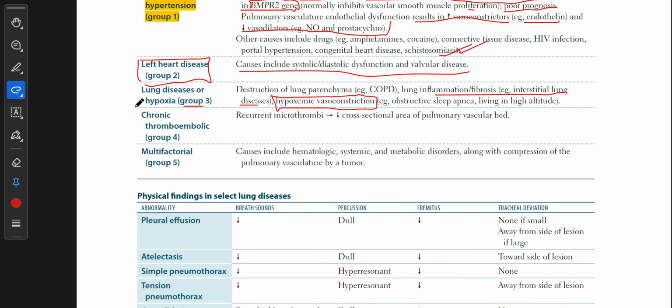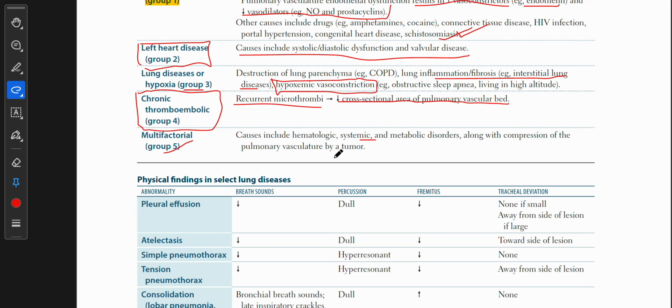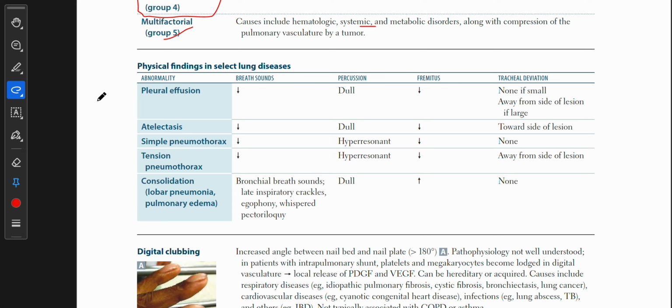And also there is a fourth group, that is the chronic thromboembolic group, and it will lead to recurrent microthrombi that will decrease the cross-sectional area of the pulmonary vascular bed. Group 5 is multifactorial, whose causes include hematologic, systemic and metabolic disorders along with compression of the pulmonary vasculature by a tumor. And physical findings in select lung diseases.